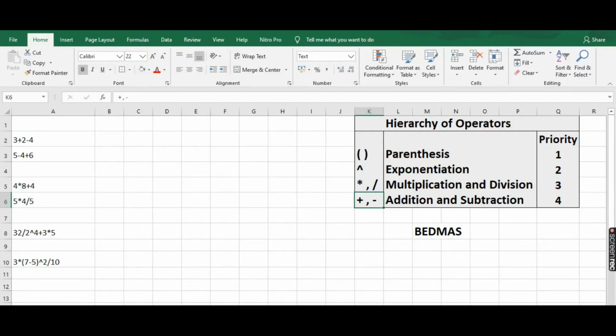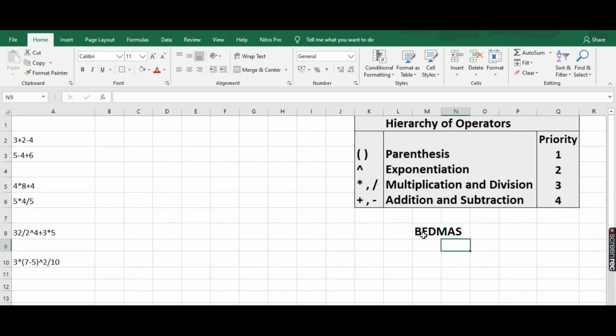The BODMAS rule stands for Bracket, Of, Division, Multiplication, Addition and Subtraction in mathematics, since it gives the order in which the mathematical operators should be used in an expression. Now, similar to mathematics, in MS Excel also, we have the BEDMAS rule for doing the calculation based on arithmetic formulas.